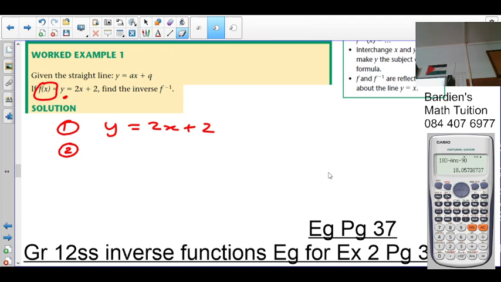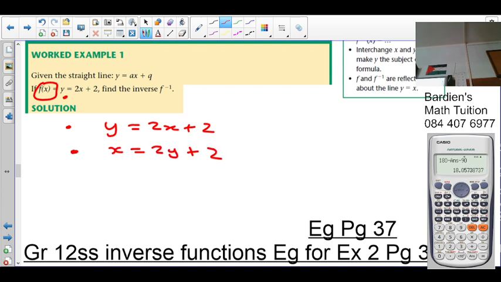Rather than numbers, let's put bullets. So we'll swap x and y: x is equal to 2y plus 2. Then solve for y, so we make y the subject of the formula. We take that over, so 2y is equal to x minus 2. Divided by 2, so y is equal to half x minus 1.